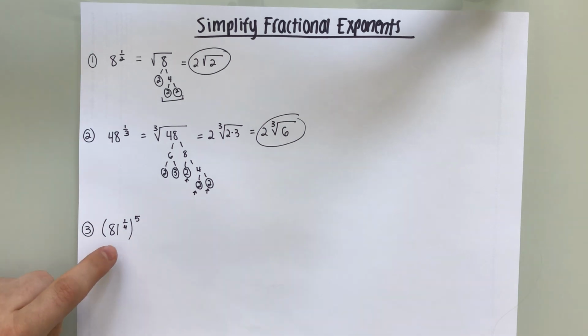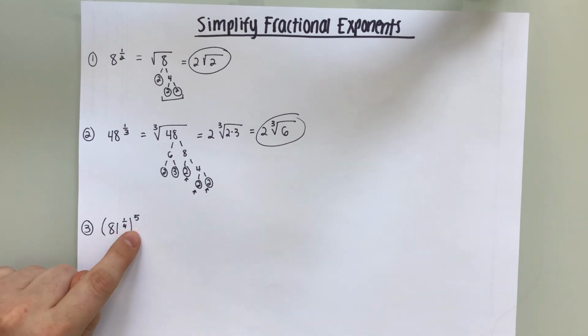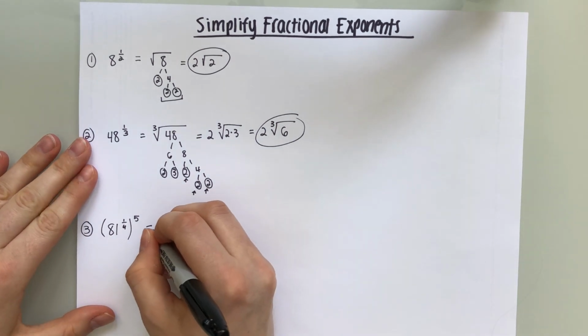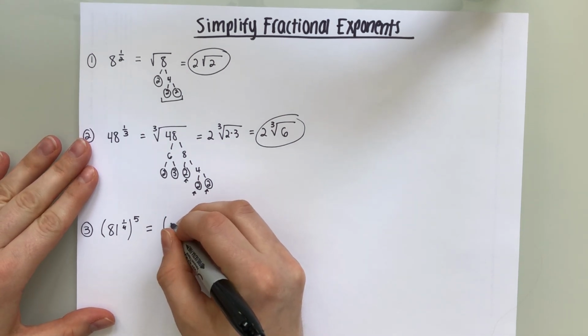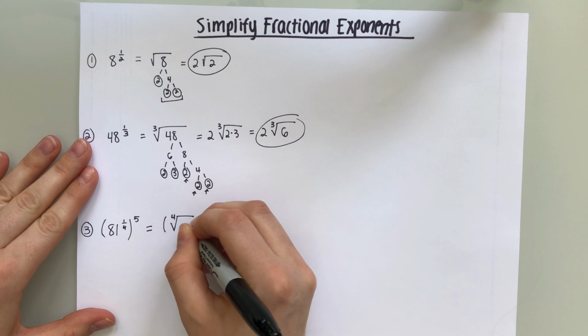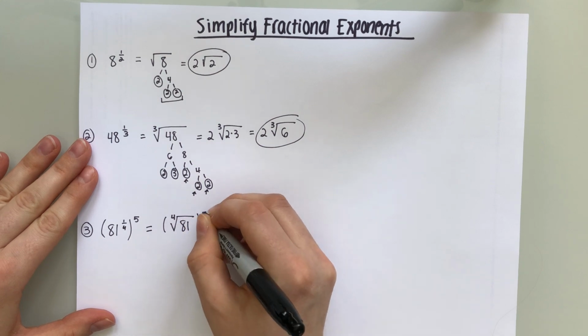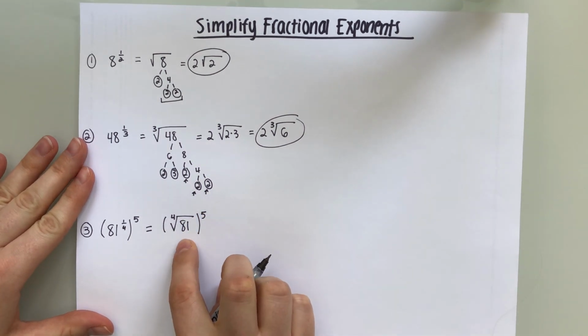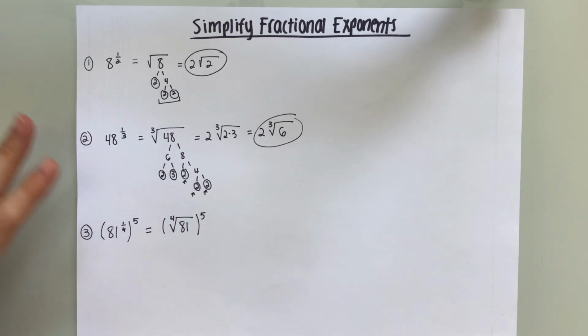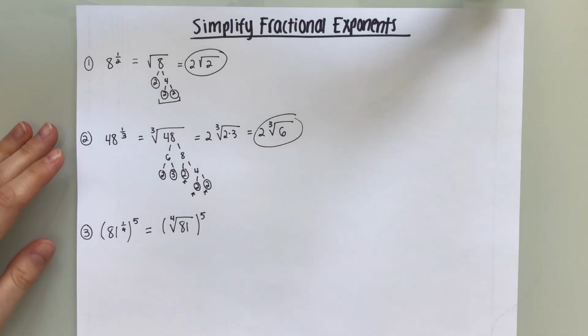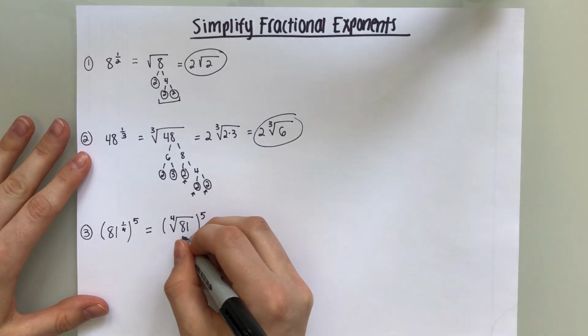Number 3, I have 81 to the power of 1/4 to the 5th. So I'm going to rewrite that 81 to the power of 1/4 as the 4th root of 81 to the power of 5. 81, you can actually take the 4th root of that. So if you don't know what that is off the top of your head, we can again just break it down using a factor tree.